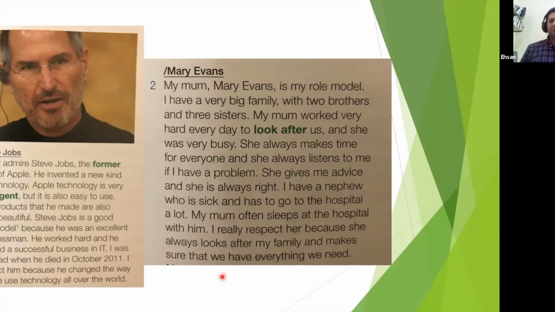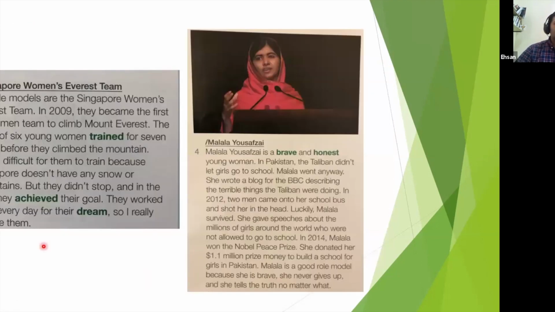When I was doing this research, I asked my fellow colleagues and some students, and it seemed that there were no problems presenting this text. These are the other 2 texts: of course, the Singapore Women's Everest team as number 3, a short paragraph, and Malala Yousafzai, a text with a photo about this lady, about this woman from Pakistan.